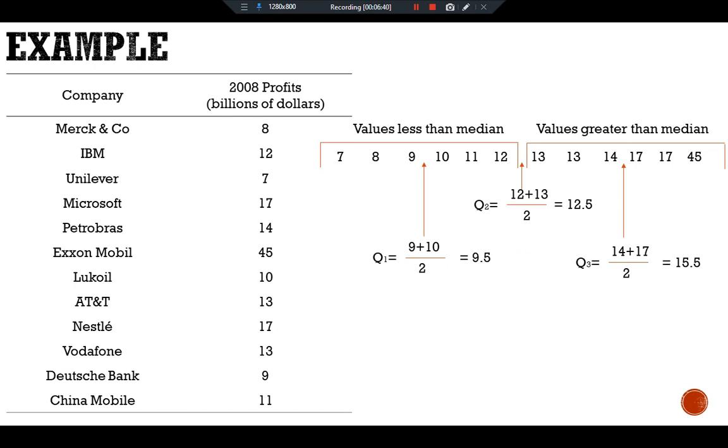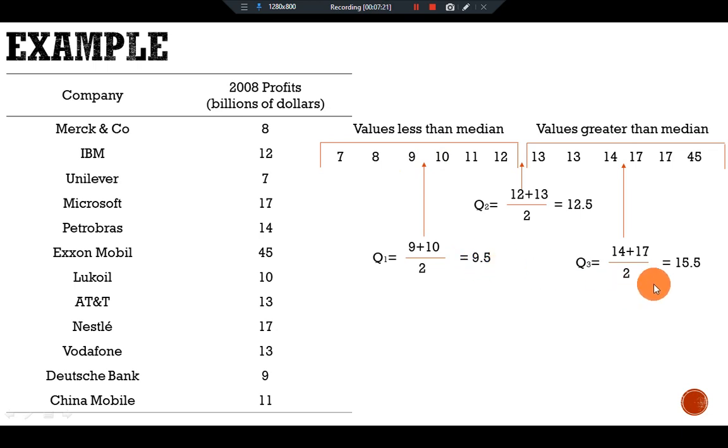So for the data of this example, the value is the average of the 6th and 7th. So here we have the average of 6th and 7th, and we get the median observation or median value, that is Q2, and we can say that Q2 is $12.5 billion. The value of Q1, as we have highlighted, we can get from the combination of third and fourth, and that is $9.5 billion.